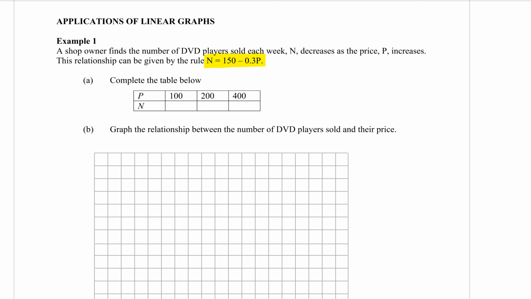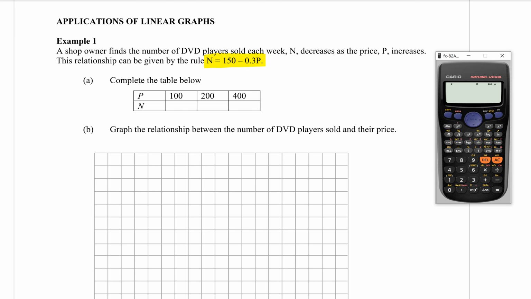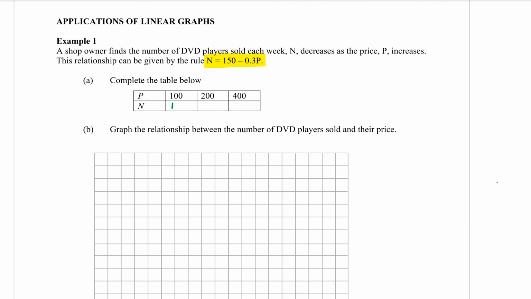So it says complete the table below. So we've been given some values for P that we want to substitute into that formula. So if P is equal to 100, we're going to put the 100 in where that P is. So that means we have 150 minus 0.3, and we need a times sign because that's times by P, and P is 100. If we press equals, that means that they've sold 120, so N is 120 DVD players.